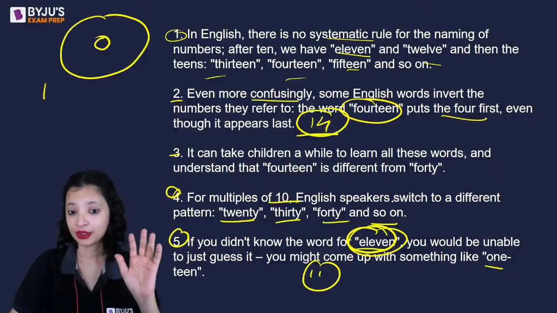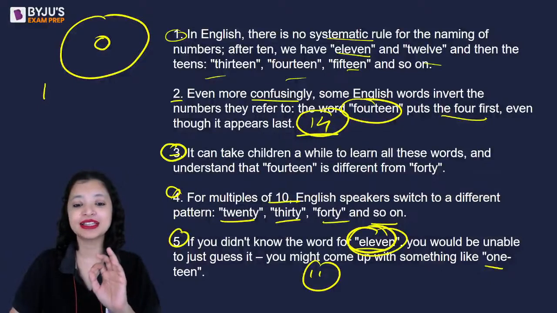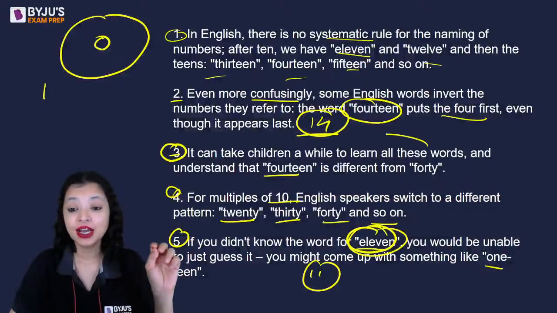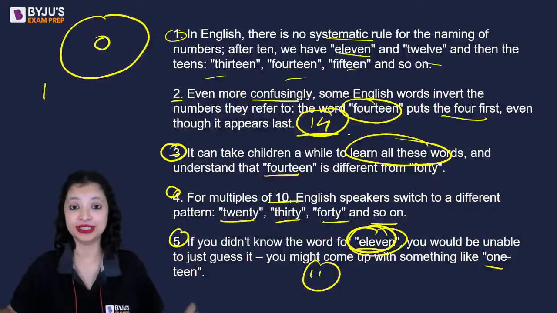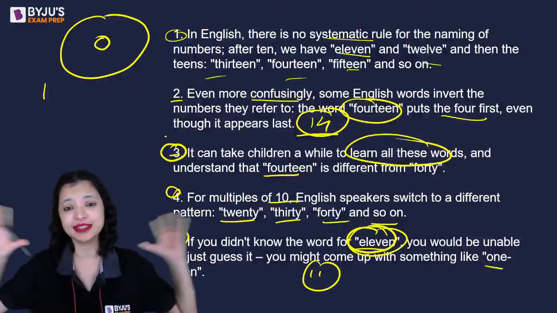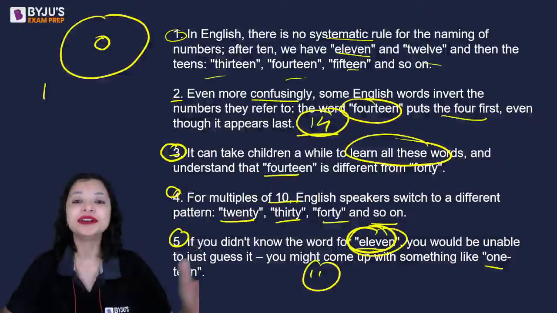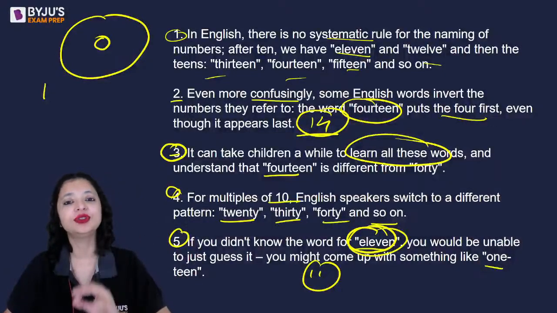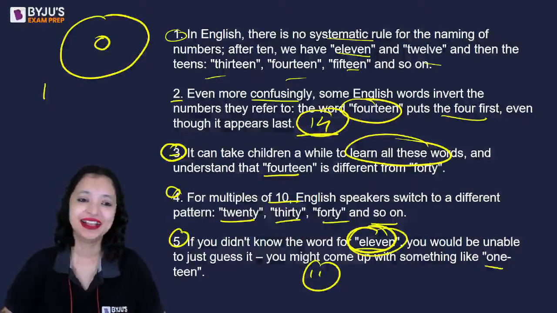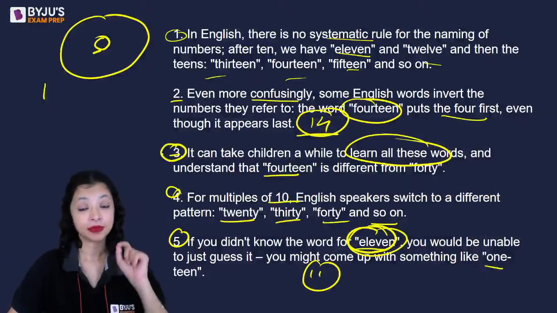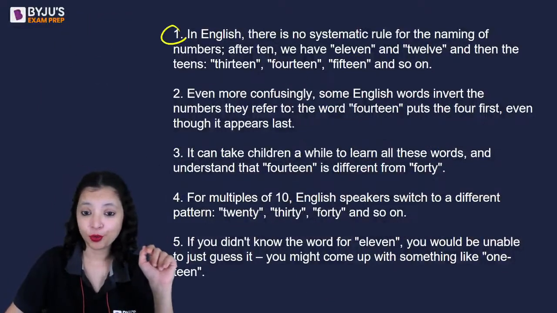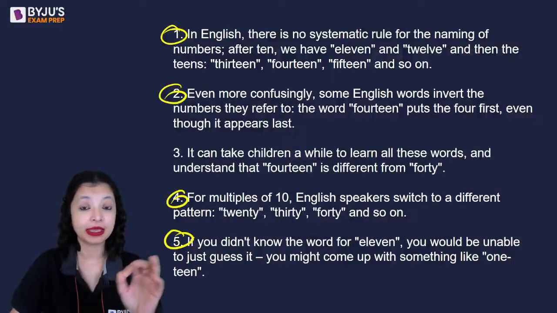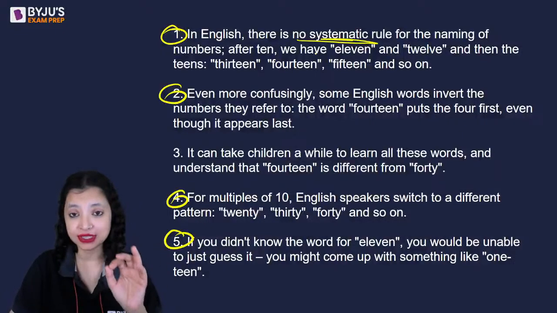Now we have statement number 3 that says it takes children a while to learn all these words and understand. So when I say it takes them a while to learn all these words, it's a part of a broader theme. The minor theme is no systematic rule giving birth to the chaos that we have. So our minor theme comes here in the shape of statement 1, statement 2, 4, and 5 coming together. That shows us there is absence of systematic rule.